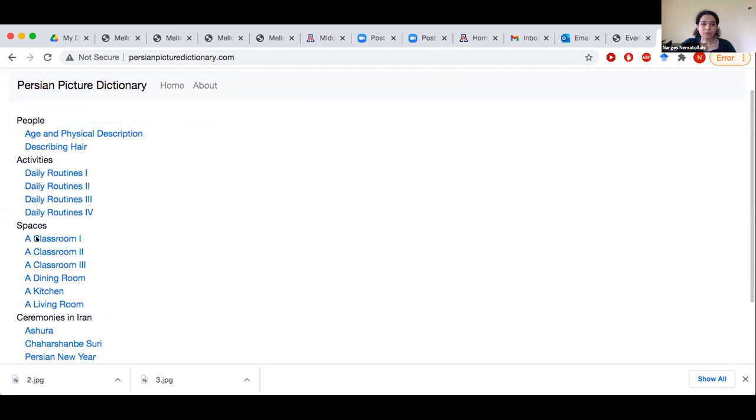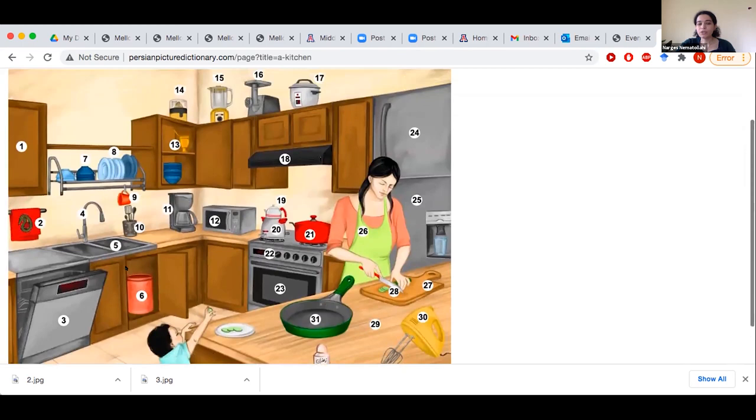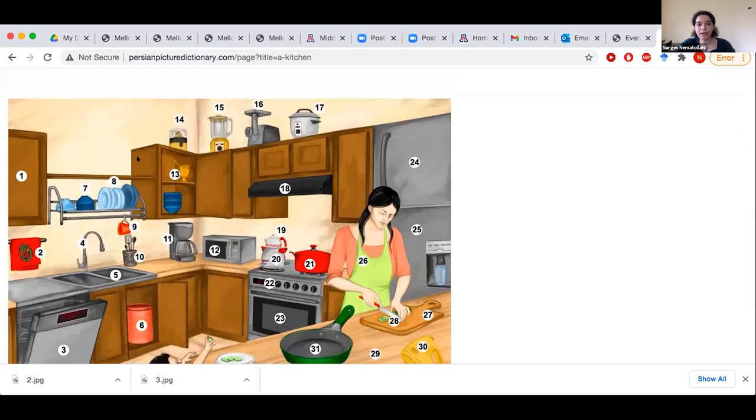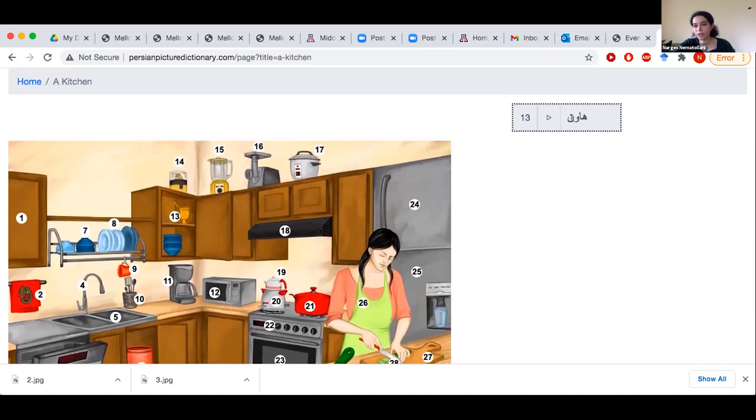And then, for example, if I go to a kitchen, you see a picture and a graphic design of a kitchen, which our graphic designer tried to make look as much as possible like a Persian kitchen, with all the items. And if you click on each one of them, you have the name of the word written in the Persian script, and you have the audio file that you can play.